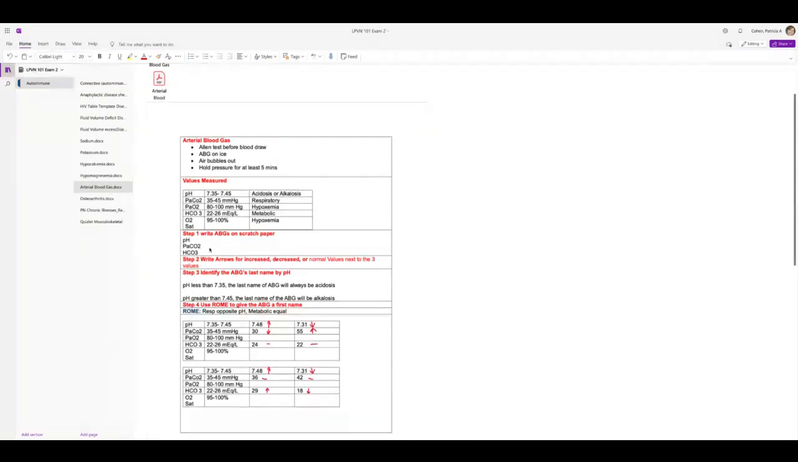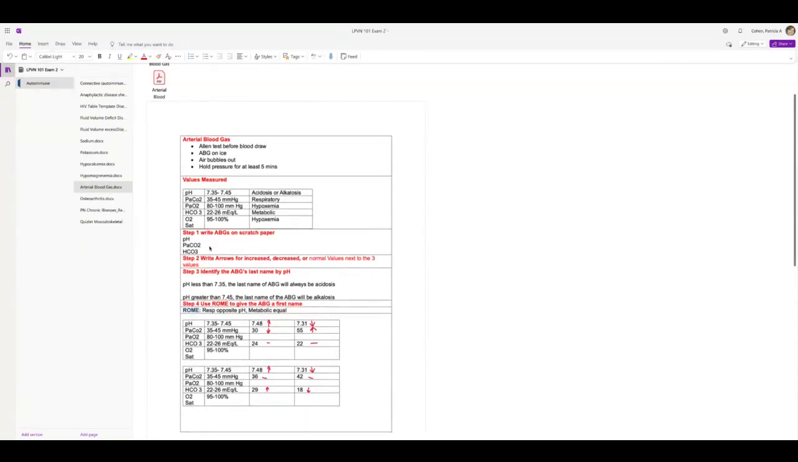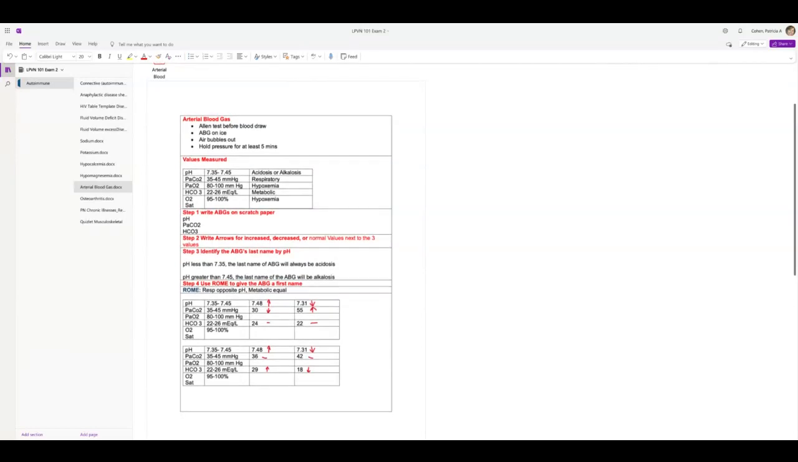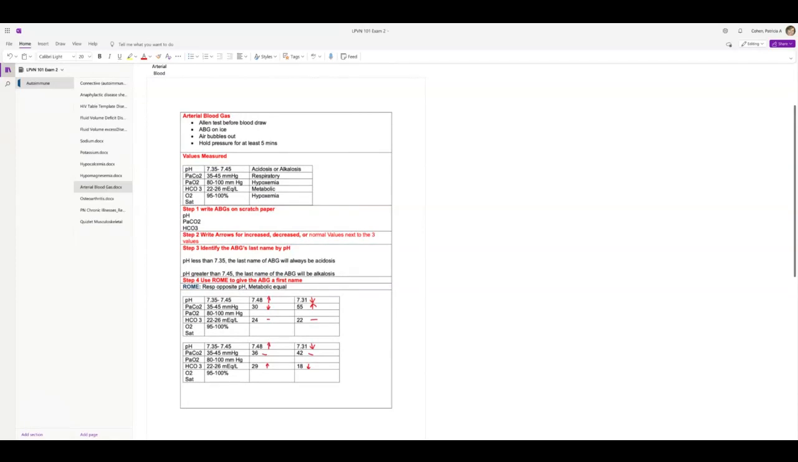There's no shame in it. I'm going to show you how to do this. Okay? So you're going to write arrows up and down. Is it increased, decreased, or normal next to the 3 values? Okay? Then you're going to identify the ABG's last name first by the pH.